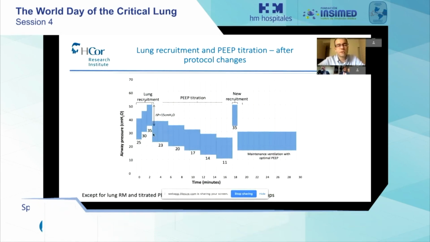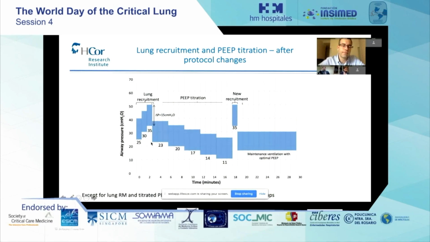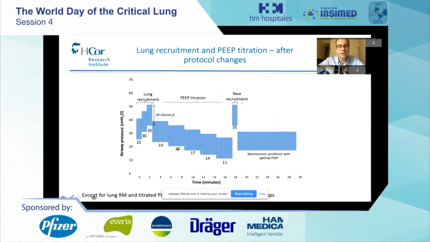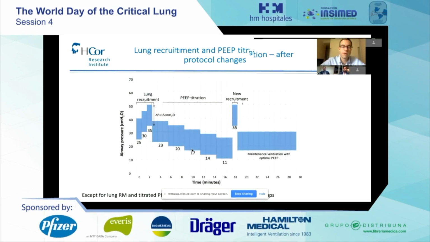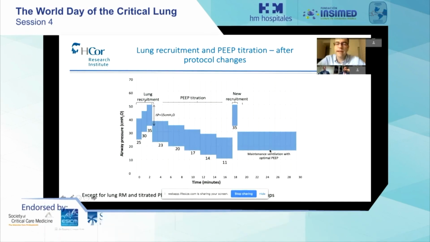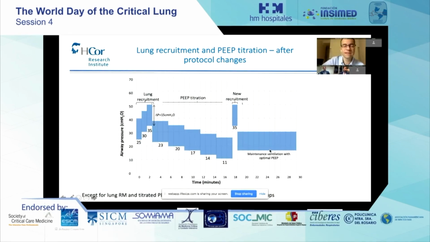After that 3-minute recruitment maneuver, we started titrating PEEP with a decremental PEEP trial, starting with a PEEP of 23. After 3 minutes, we measured static compliance of the respiratory system, and then decreased PEEP in steps of 3. After each 3 minutes, we measured static compliance; the PEEP associated with the best static compliance, plus 2 centimeters of water, was the ideal PEEP. After PEEP titration, a new recruitment maneuver, 35 of PEEP, 1 minute, and then maintenance ventilation with the optimal PEEP for at least 24 hours.